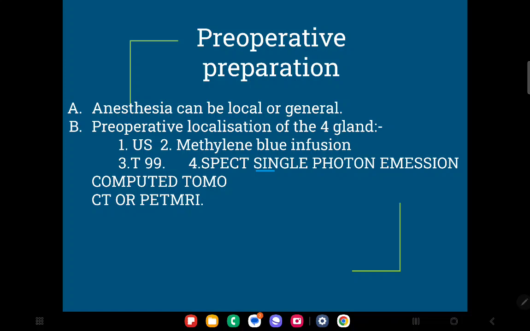You can infuse methylene blue, and then it will show you the 4 active parathyroid glands. Technetium-99 can be done, or as we said, single photon emission CT, or you can do computed tomography, or what we call PET tomography, positron emission tomography.